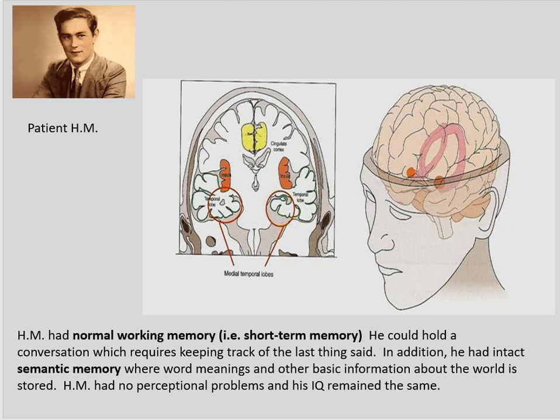Now, surprisingly, when H.M. recovered from surgery, he had normal short-term memory, sometimes called working memory. He could hold a conversation, and that requires that he could remember what was just said to him and what he just said. He had intact semantic memory, where word meanings and other basic information about the world is stored. So he knew words in his language, English, and he knew general information about the world. So he had access to these long-term memories in semantic memory. And he had no other perceptual problems, and his IQ remained the same. So it seemed that lots of psychological qualities were intact, even though large portions of his brain were removed.